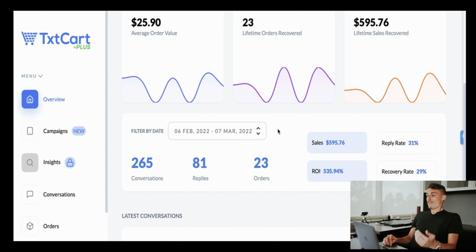So the best practices are for low ticket, you want to do a 10% discount code. If you're doing low to middle ticket like this, you can afford to do 15, 20%. Okay, you need to give that incentive.